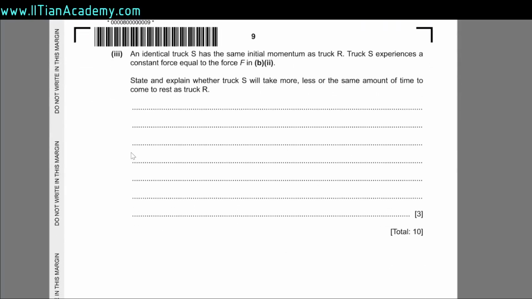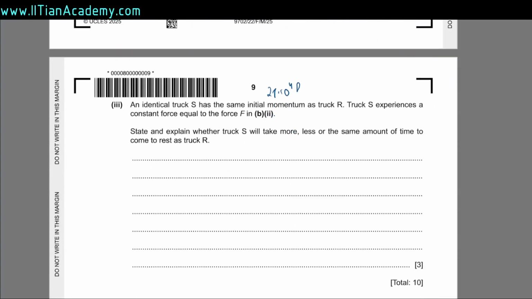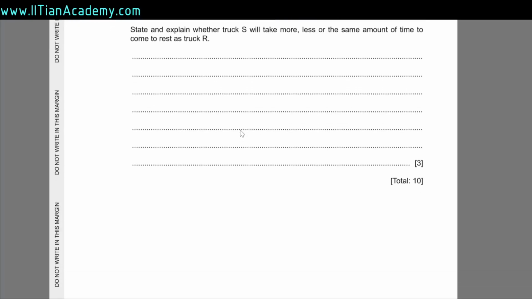Okay, then part 3, we have an identical truck S that has the same initial momentum, so 21 times 10 to the 4 as over here, kilogram meters per second. Truck S experiences a constant force equal to force F in B2. State and explain whether truck S will take more or less time to come to rest than truck R.